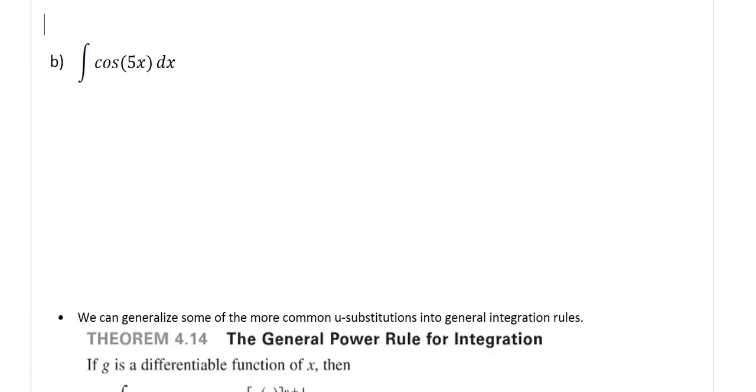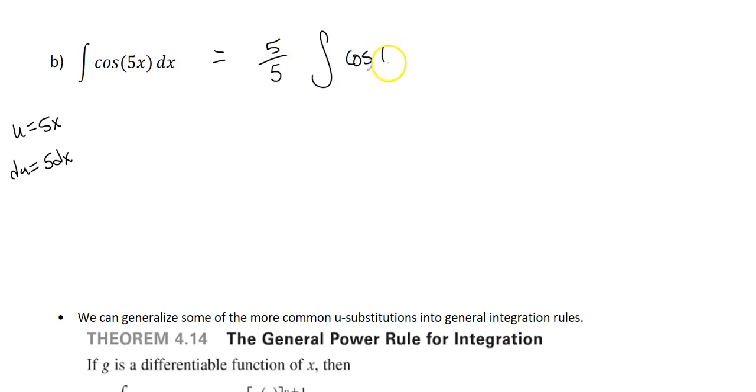If I'm trying to find the integral of cosine of 5x dx, if yours says a squared up here, just ignore it. We're going to just do the integral of cosine of 5x. I would let u be equal to 5x, so du would be 5 dx. So I'm going to multiply by 5 over 5, and I'm going to bring one of these 5's in. I'm just going to go ahead and stick it back here.